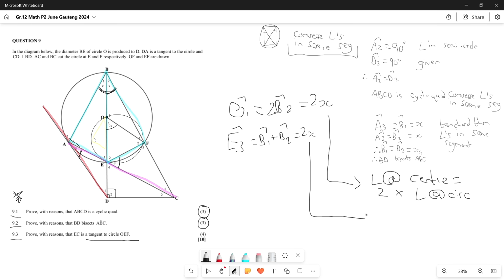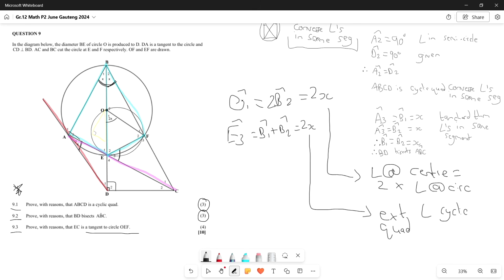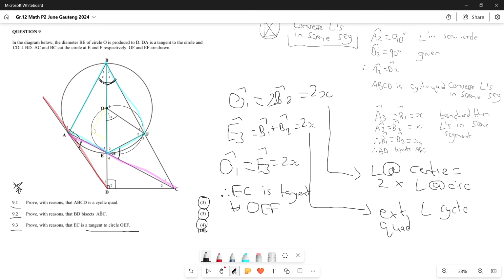And the reason for this one is exterior angle of a cyclic quad, which means that O1 equals E3, and that is exactly what we wanted. O1 equals 2B2, which equals 2x, and E3 equals B1 plus B2, which equals 2x, and therefore O1 equals E3, which equals 2x. And as we can see, O1 is 2x, E3 is 2x, which means that EC is a tangent to circle OEF. So we can just write our conclusion, and that would earn us 4 marks over there and 10 marks for this whole section.